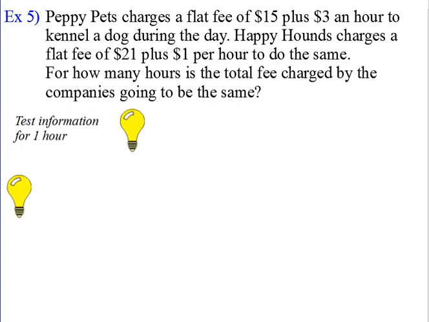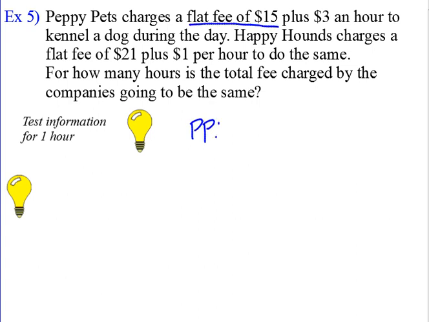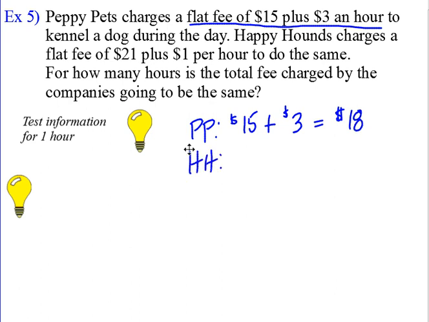So one idea for us is to test information for 1 hour. So let's take a look at Peppy Pets. Okay, and we find the information, we underline a flat fee of $15 plus $3 an hour. So for 1 hour, it's going to take the flat fee of $15. We're going to add together $3 for that 1 hour, giving us a total of $18. Now we'll do the same thing for Happy Hounds, and it says it charges a flat fee of $21 plus $1 per hour. So flat fee of 21, and for 1 hour it's an additional $1. So Happy Hounds is going to charge us $22.